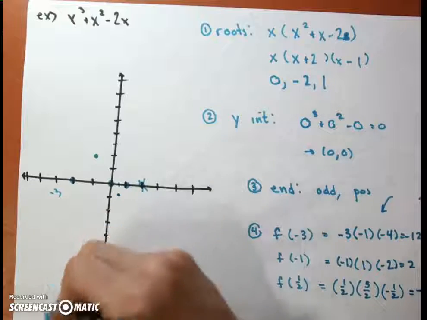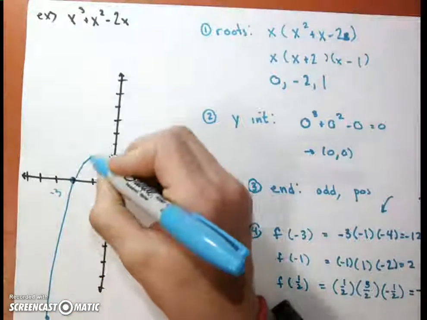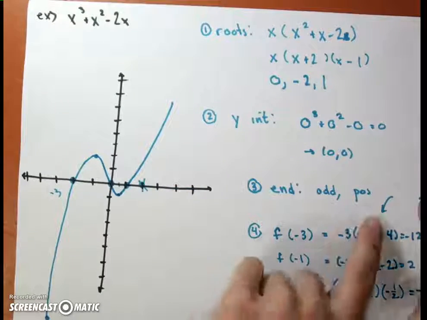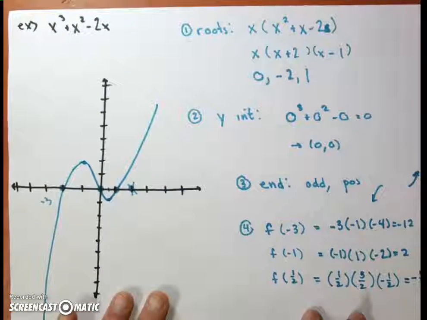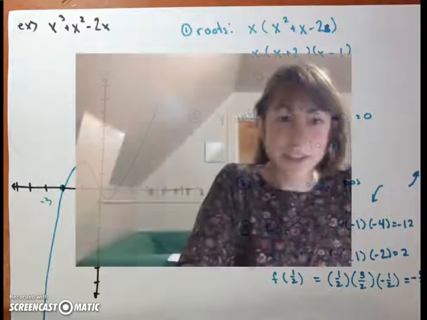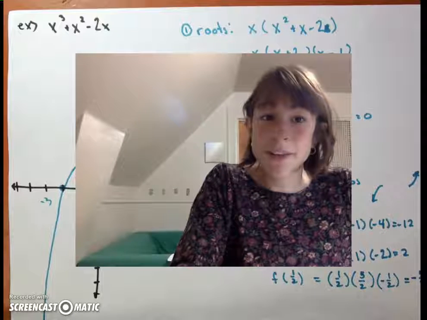And now I can connect up these dots, just like before. And the end behavior is just as I expected. So I hope that these examples give you some good strategies for graphing polynomial functions, and let me know if you have any questions.